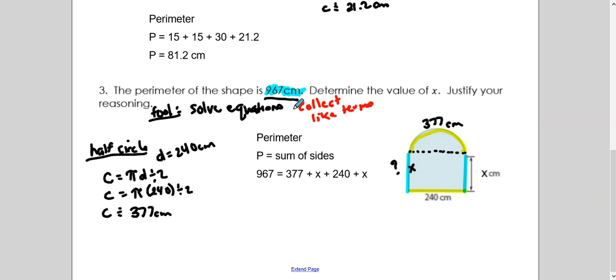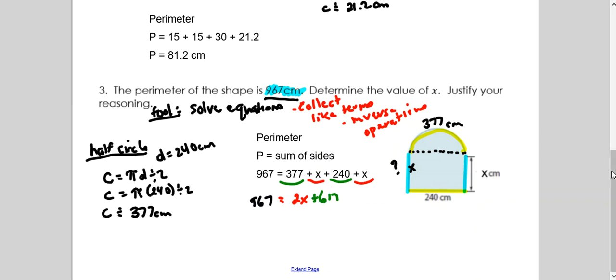And use inverse operations. All right, well, let's collect our like terms. x and x become 2x. 377 and 240, that is 617. And that falls down there.